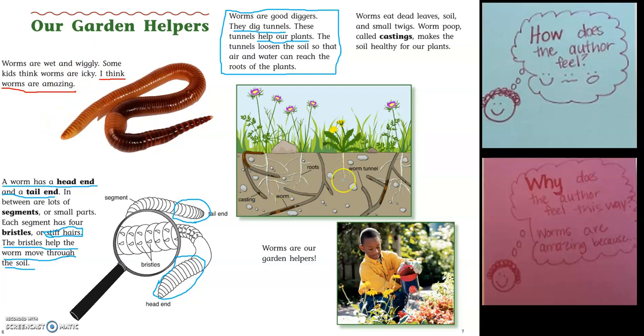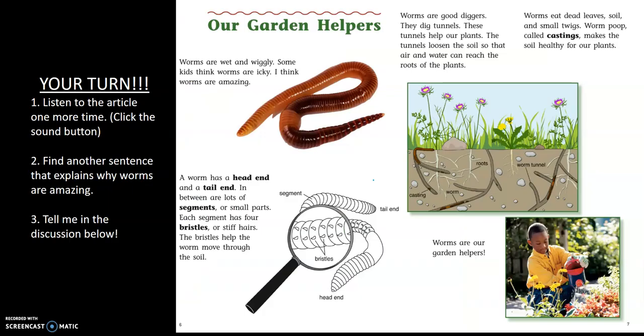So now what I want you to do is I want you to try this yourself. I'm going to focus on these paragraphs right here that we didn't focus on yet, and this one here that we haven't focused on yet. What I want you to do is listen to these two passages being read, and I want you to find another part that explains why worms are amazing, and tell me in the comments below. So here we go. I'm going to read it, and I want you to tell me another reason why you think that the author believes that worms are amazing.